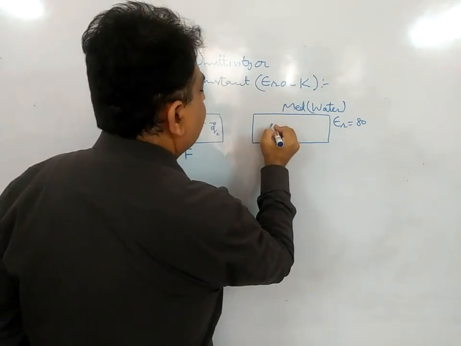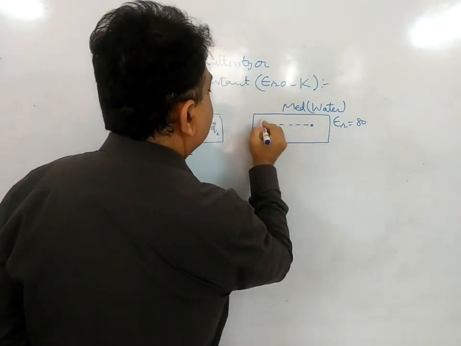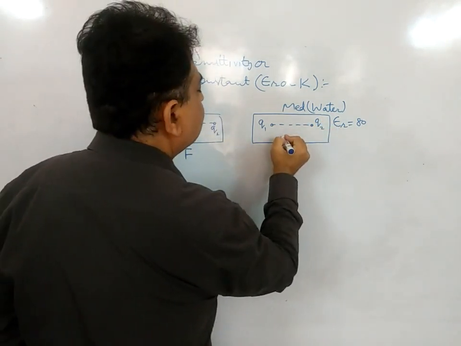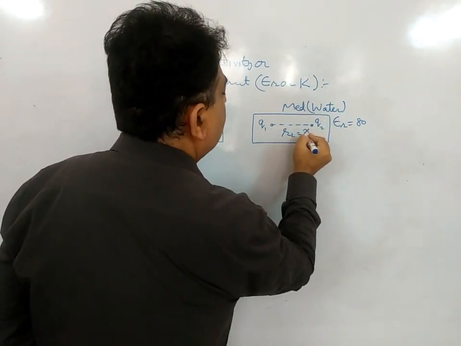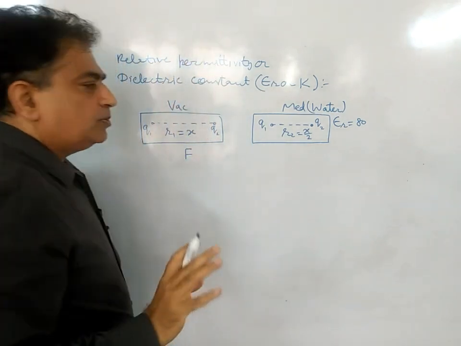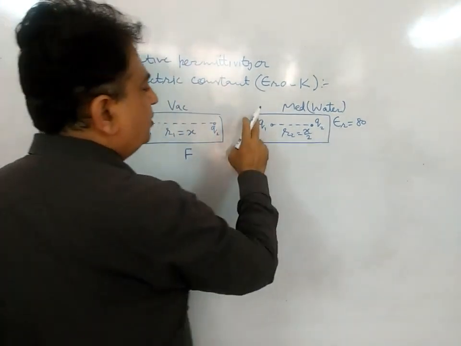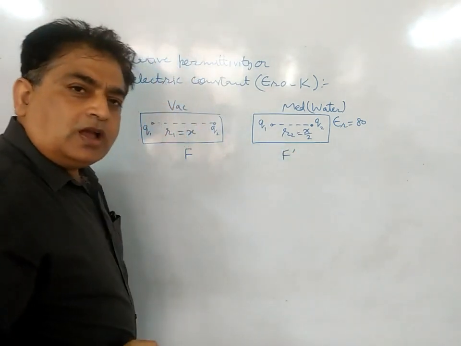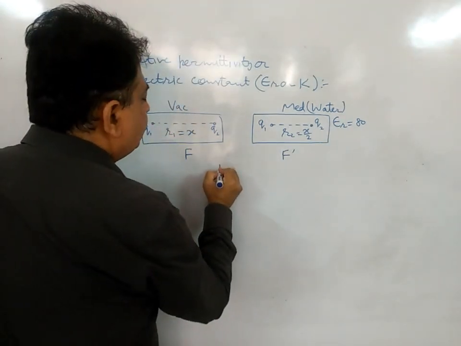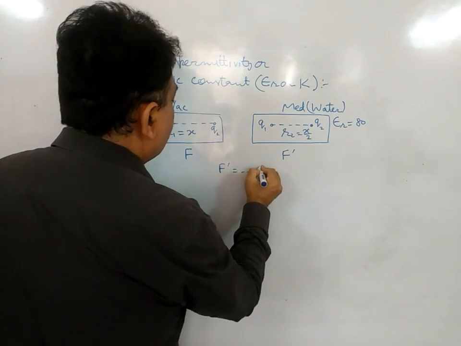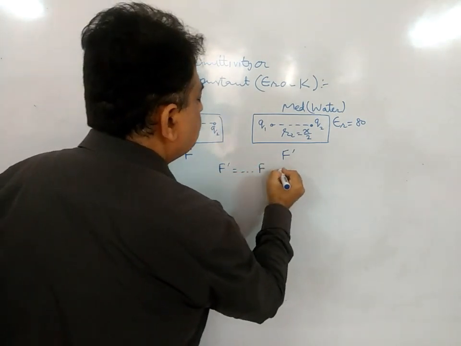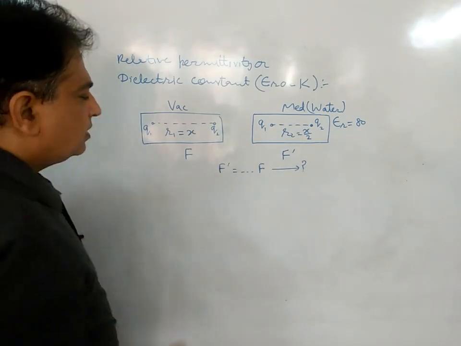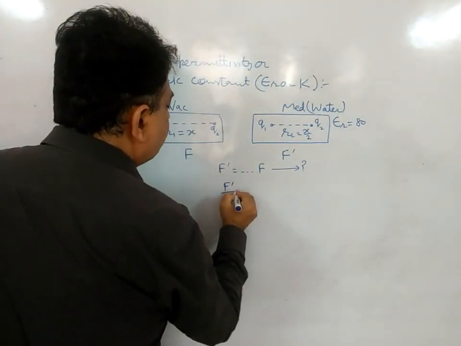If you place the same 2 point charges q1 and q2 in the water separated by half the distance, that is r2 equal to x by 2, suppose the force of interaction between the 2 point charges is equal to F dash. Now the question is, you have to find that F dash is equal to how many F? This is the question. Now to find this, we find F dash by F.